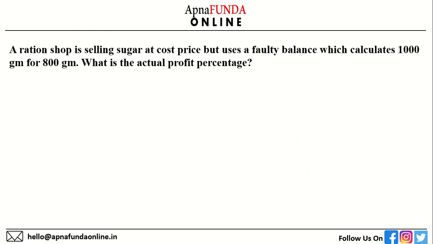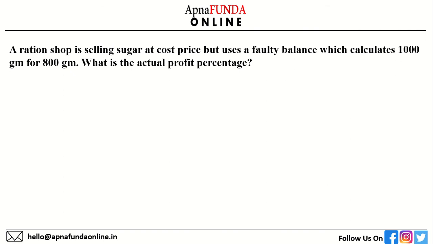Next question. A ration shop seller is selling sugar at cost price but uses a faulty balance which calculates 1000 gram for 800 gram. What is the actual profit percentage? If you have seen the profit and loss video 2 and 1, we have discussed the formula that can solve such questions. If you have not seen, please do have a look, make a note of all the formulas. It will help you solve such questions fast.